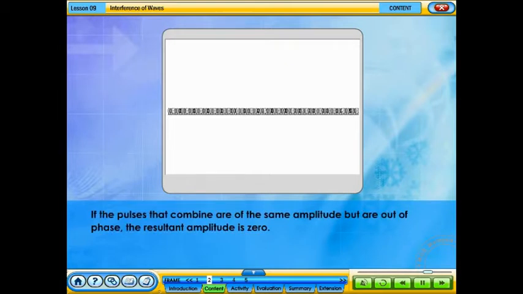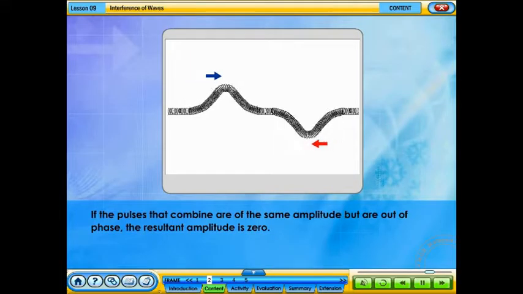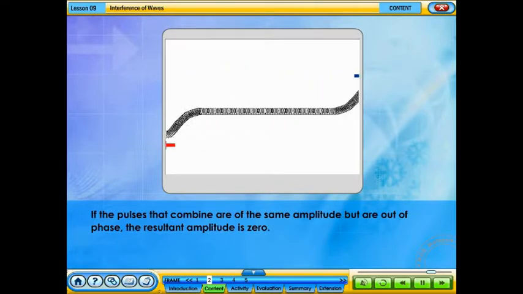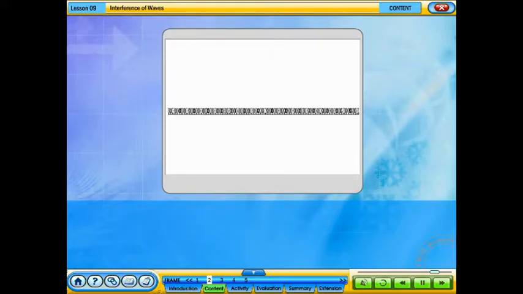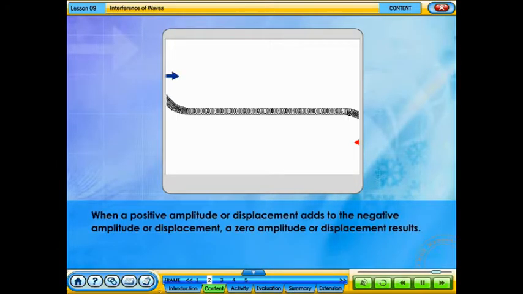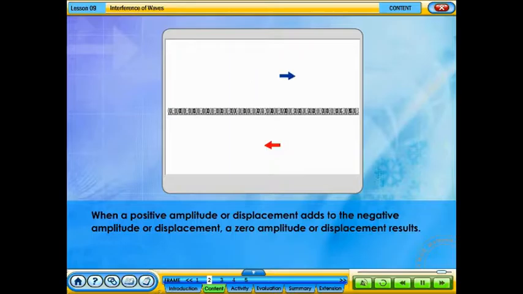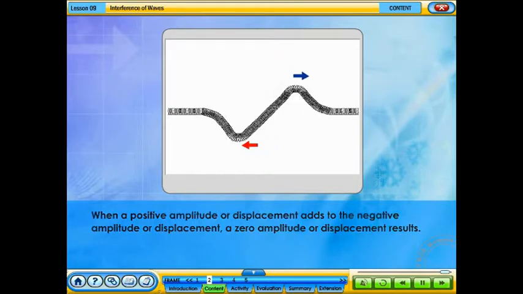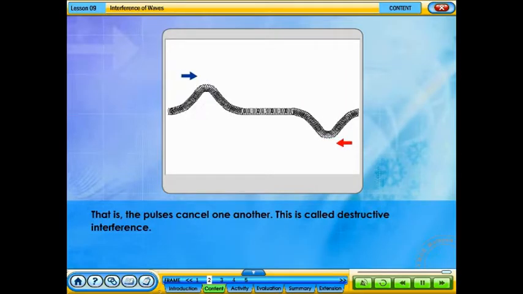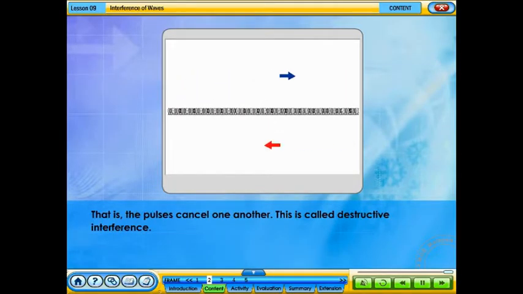If the pulses that combine are of the same amplitude but are out of phase, the resultant amplitude is zero. When a positive amplitude or displacement adds to the negative amplitude or displacement, a zero amplitude or displacement results. That is, the pulses cancel one another. This is called destructive interference.